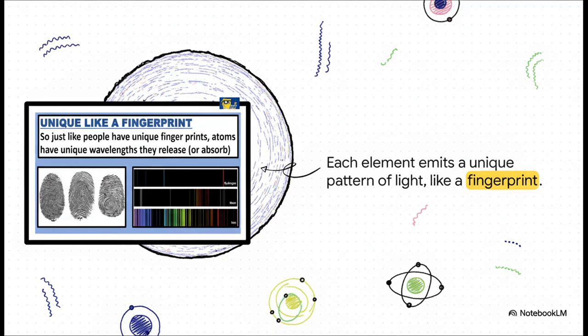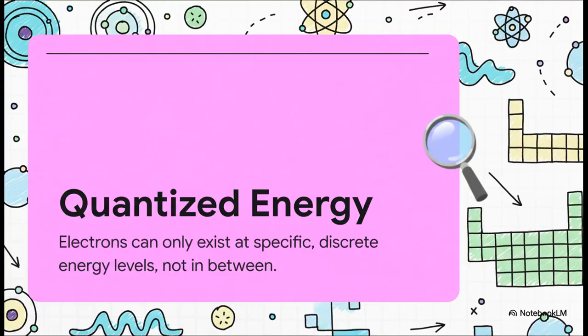The light that an element gives off isn't just a continuous rainbow. Nope. It's a series of very specific, very sharp, bright lines. It's like a unique barcode made of light. This is called an element's emission spectrum, and it is as unique as a fingerprint. So why these specific lines? Why not just a smear of color?